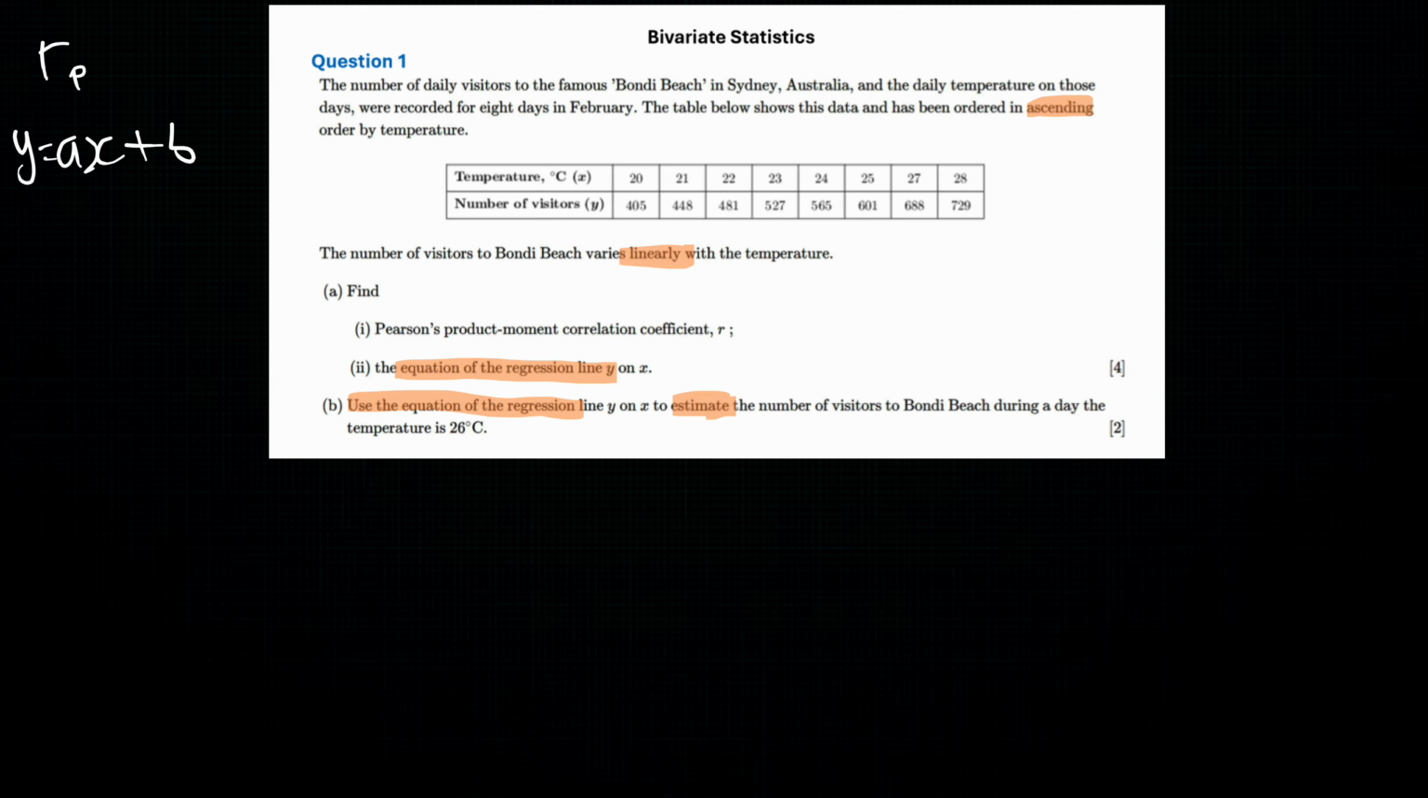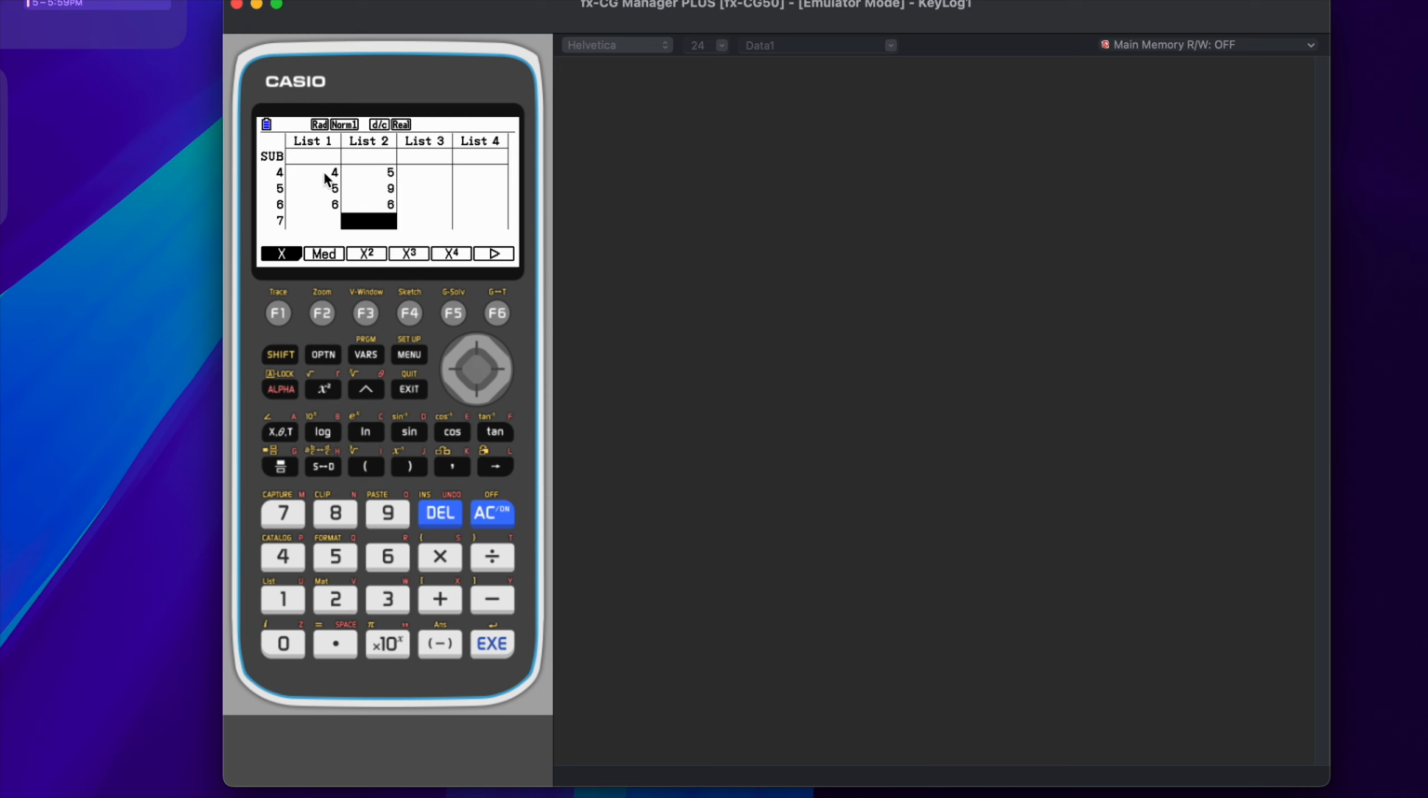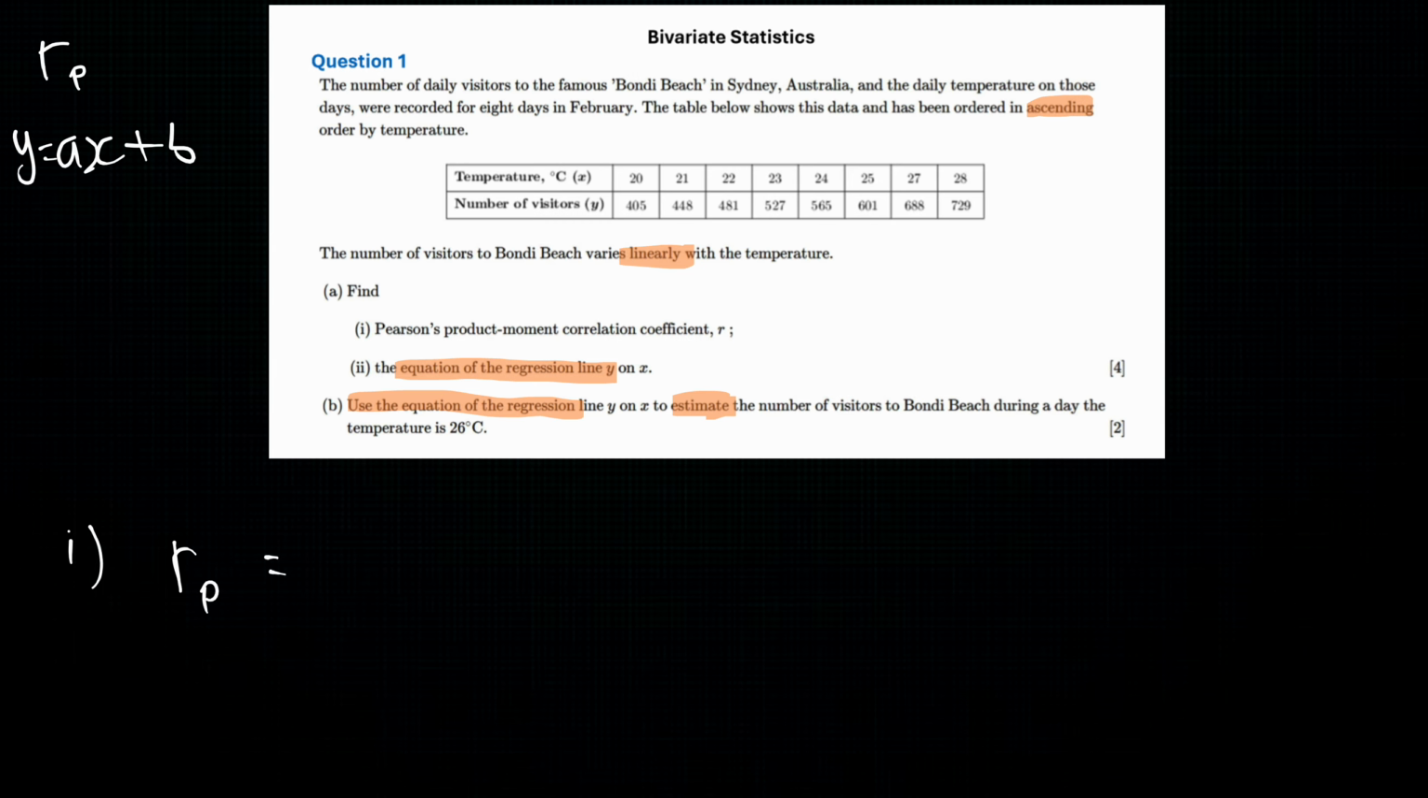First of all, Pearson's value. How do we calculate r_p for question i? We're going to need to input these values into our GDC calculator. You're going to enter your statistics tab by pressing number 2, and you're going to use this to move into the correct field. Let's clear the previous information that we had inputted into it. And under list 1, that's going to be our x values, conveniently labeled for us over here.